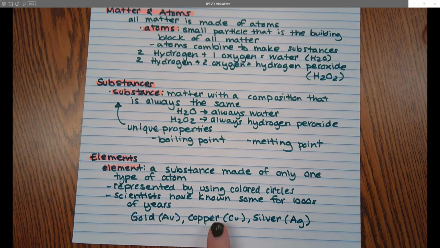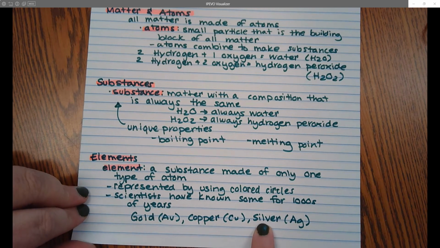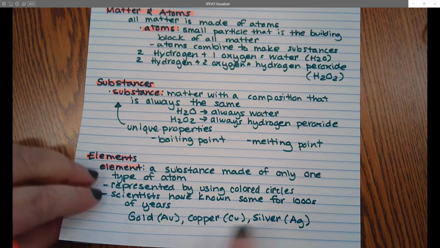These elements have been known for so long that we actually use their Latin names. With other elements like oxygen, we can just use O. We'll learn more about why like copper is Cu, gold is Au. Why are those abbreviations used instead of just G, C, and S? I actually think we learn about those on Thursday and Friday of this week.